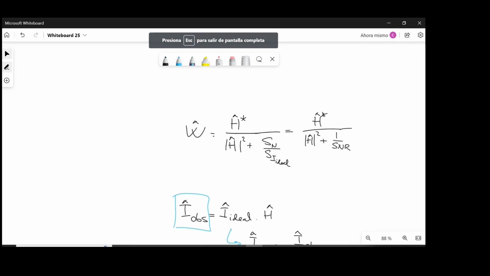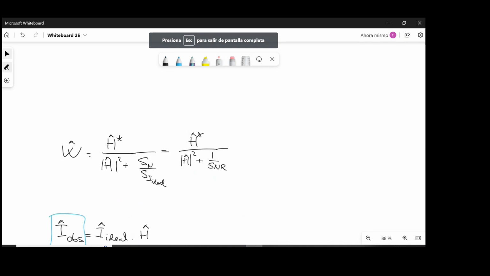Okay, so let's analyze these two cases. What happens when I have a very, very high signal to noise ratio? And what happens when I have a very, very low signal to noise ratio?